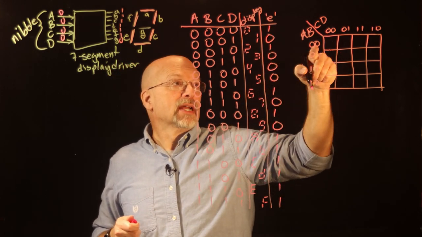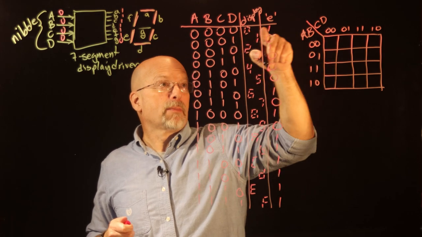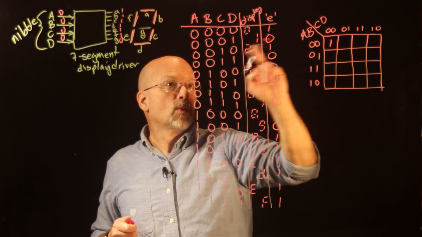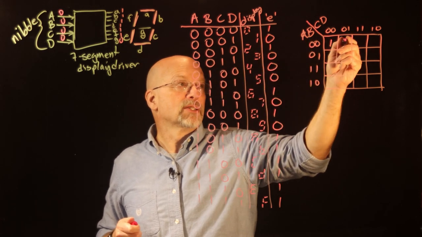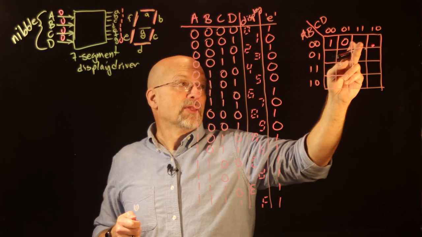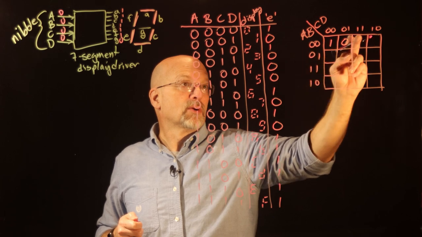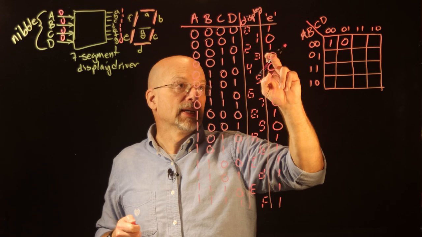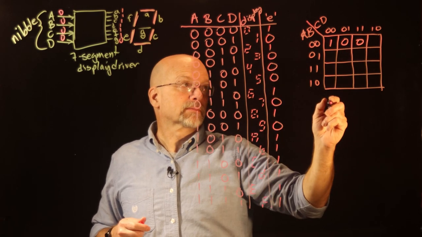So this cell right here is 0000. That top row has a 1 in it. Next cell, 0001, that's the second row, has a 0 in it. Now, the third cell, 0011, that jumps us down to the fourth row, the one that represents 3, and that has a 0 in it.